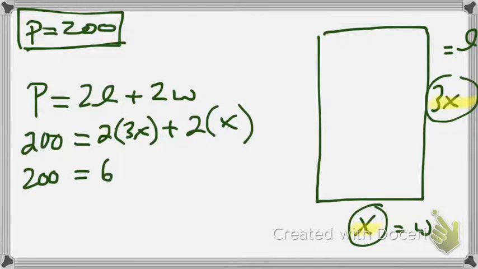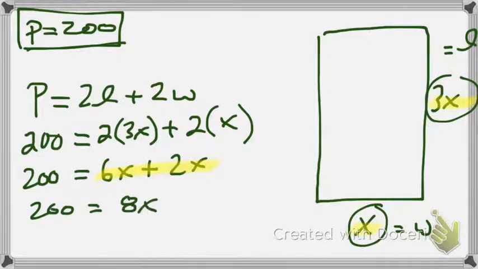So 200 equals 6x plus 2x. 2 times 3x is 6x, 2 times x is 2x. Alright, so let's solve this equation. Notice that our step 1, we can combine like terms on the right hand side, so let's do that. So we're going to get 200 equals 8x.